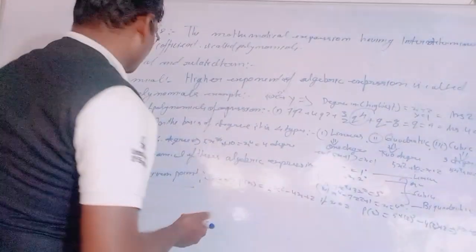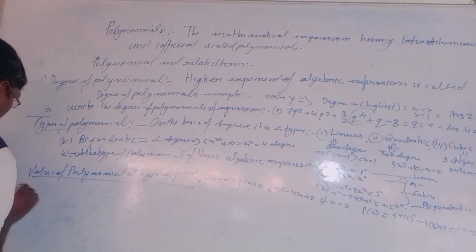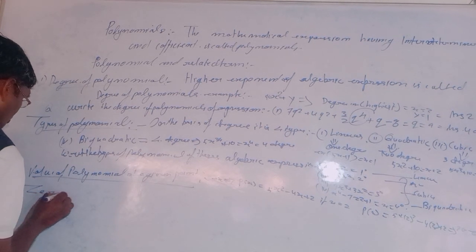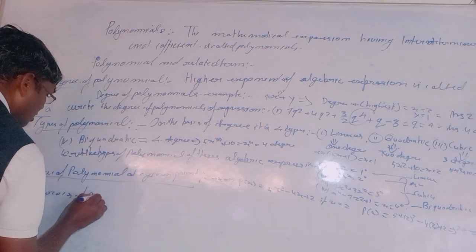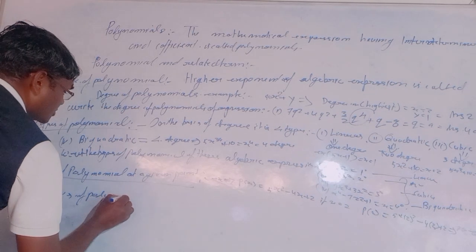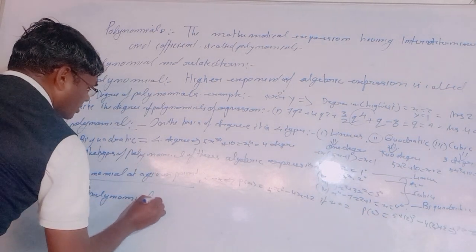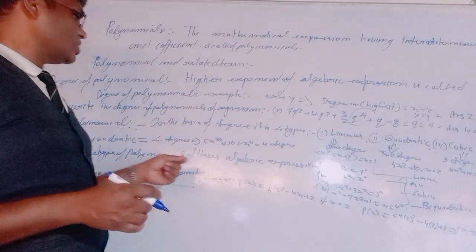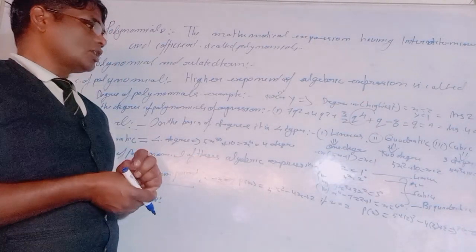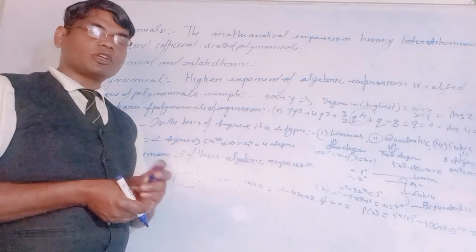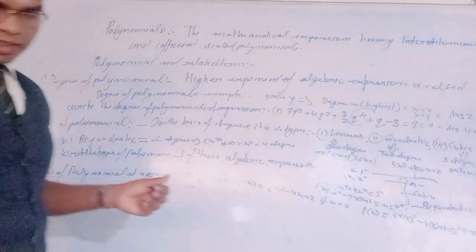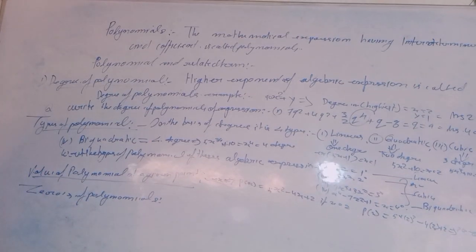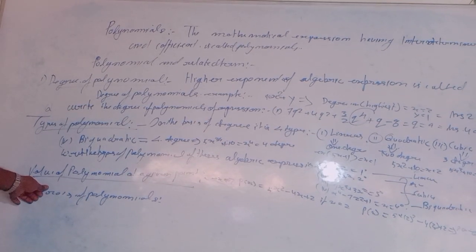Here is the next term, and that is said to be the zeros of polynomials. What is the meaning of the zeros of polynomials? Any polynomial given here is either linear, quadratic, cubic, or biquadratic, depending upon the degrees. So here we have to understand what the real meaning of the zeros of polynomials is.